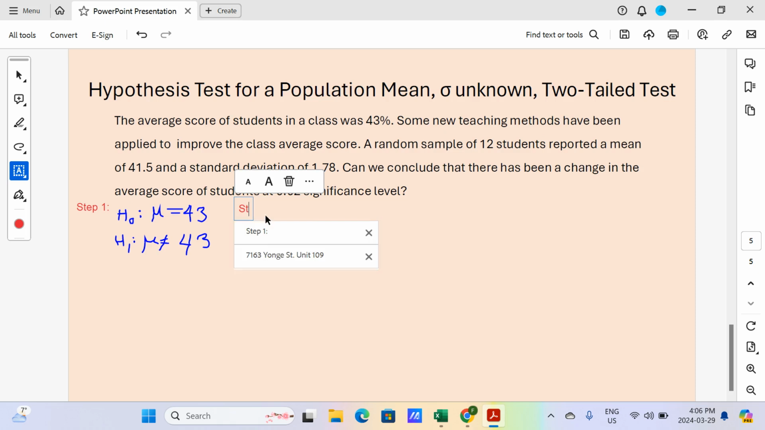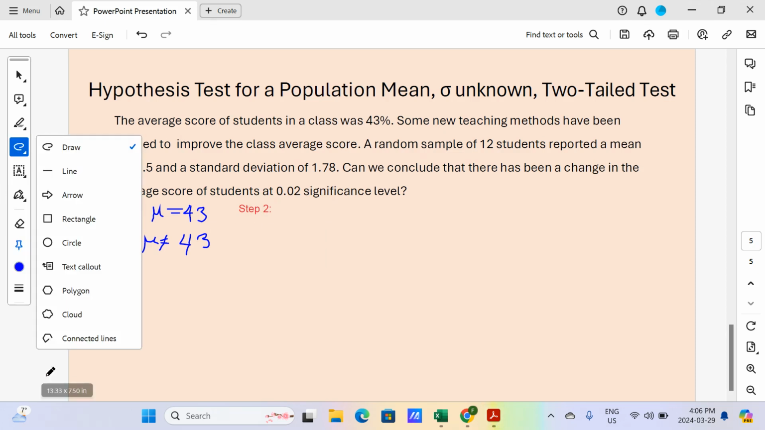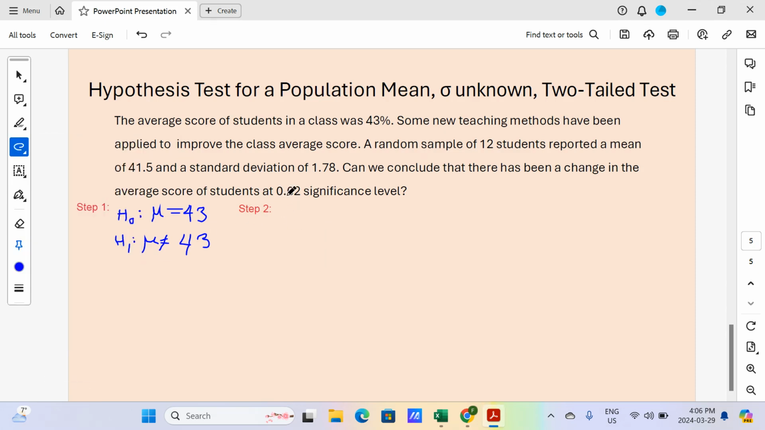Now in step 2, I need a level of significance, alpha. Level of significance, or alpha, is 0.02. It's a 2% level of risk. I'm just following the steps I showed you at the beginning to make a conclusion about H0. Okay, so step 2 is done.